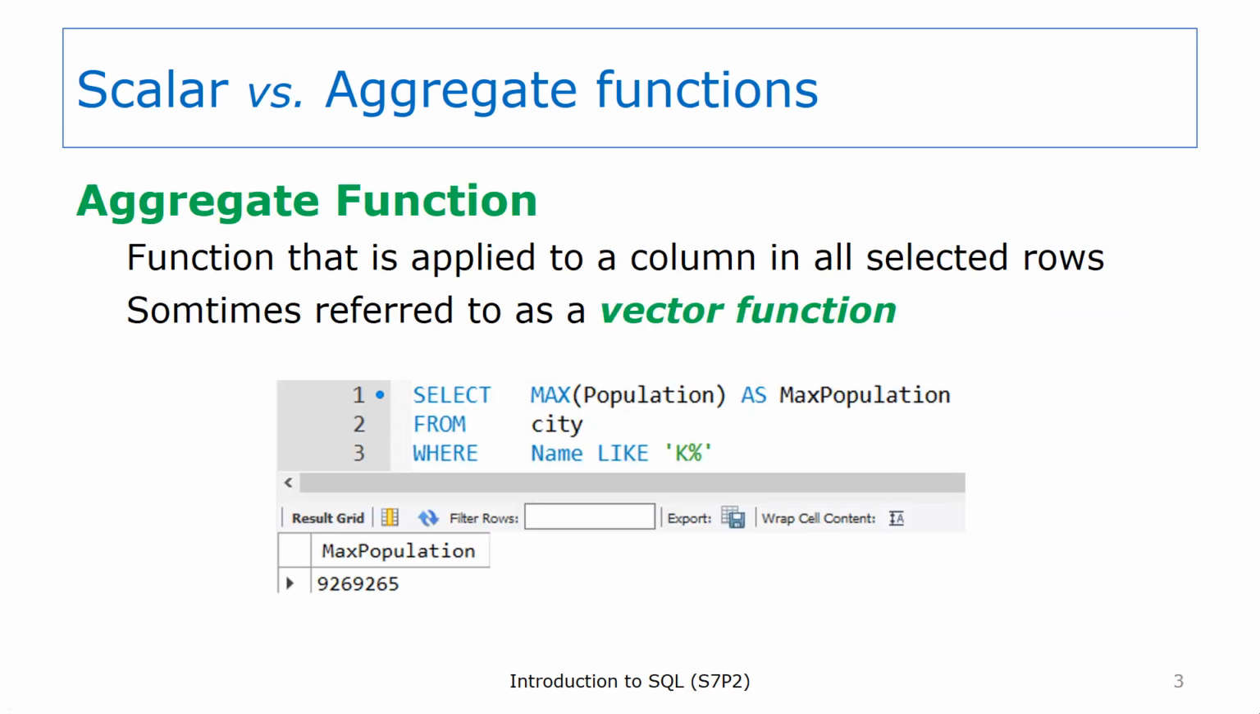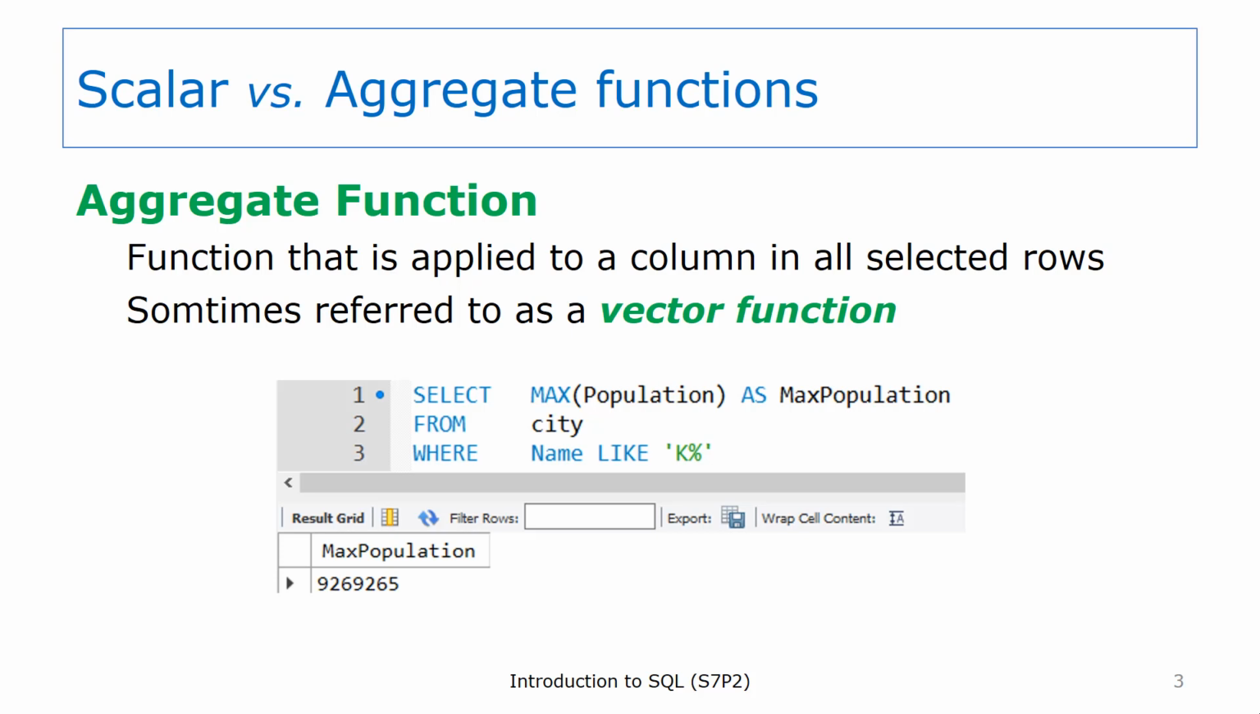In contrast to a scalar function, SQL also has aggregate functions. An aggregate function is applied to a column in all of the selected rows. The value that is returned from an aggregate function depends upon the column value that is in all of the selected rows. Keep in mind, a scalar function only works with a column value for a row. Scalar functions do not consider values in other rows to get the result.